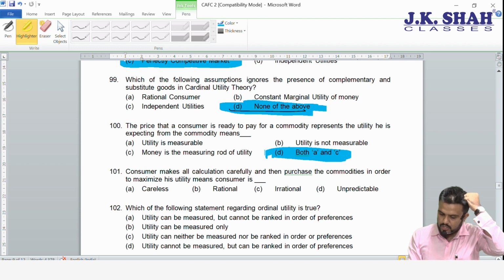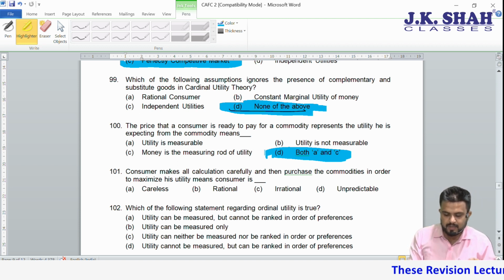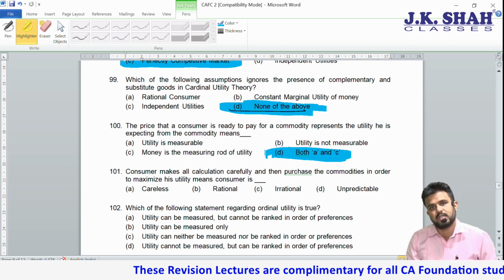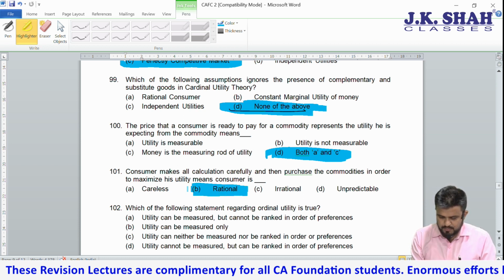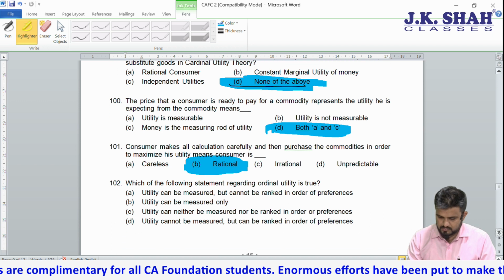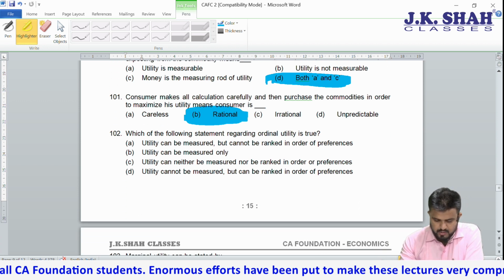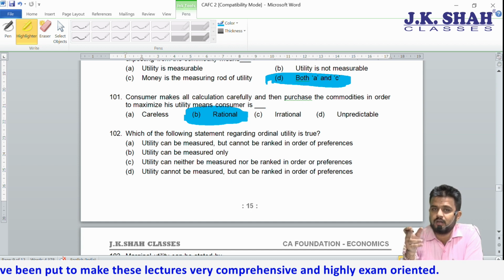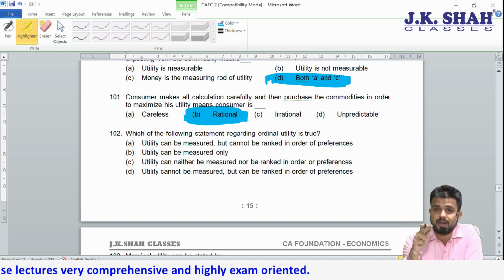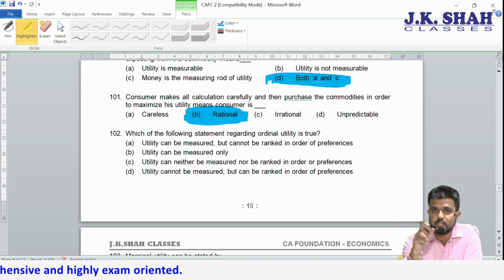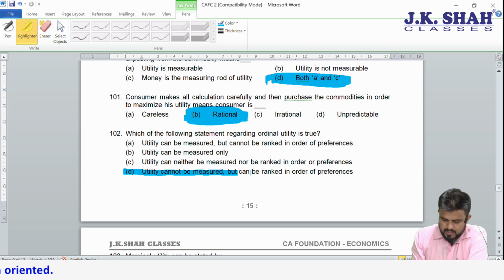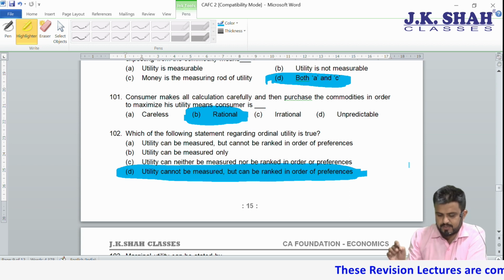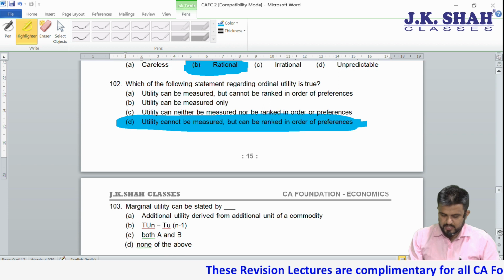101. Consumer makes all calculation carefully and then purchases the commodity in order to maximize his utility. Means consumer is a rational consumer, the one who aims for maximum satisfaction. Correct answer is B for 101. Next is 102. Which of the following statement regarding ordinal utility is true? So what I had taught you in indifference curve, in ordinal utility can be ranked, it cannot be measured. So most appropriate answer is D. Utility cannot be measured, but it can be ranked in order of preference. Moving to the next, 103 now.